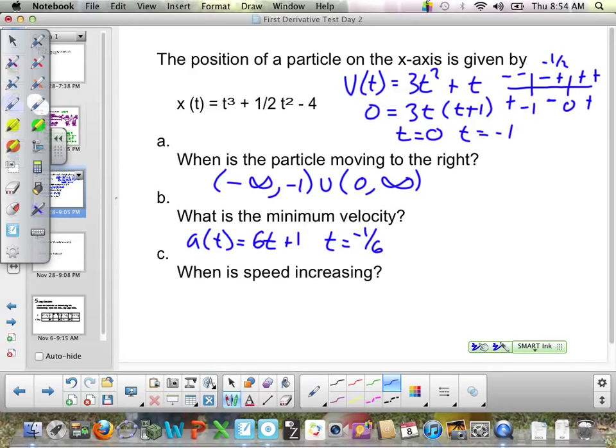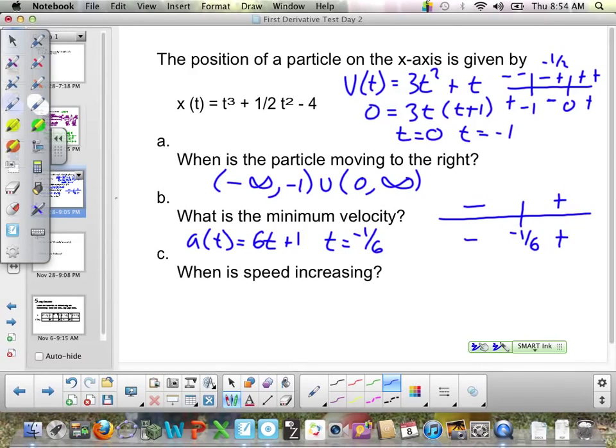Make a sign chart. All right. Pick some extreme values. If I stick in negative 1,000,000, we got negative there. If I stick in 0, I get 1, which is positive. So we can see that relative min happens at negative 1/6.